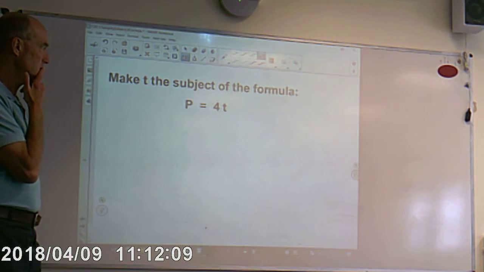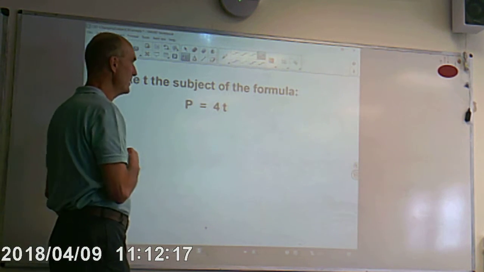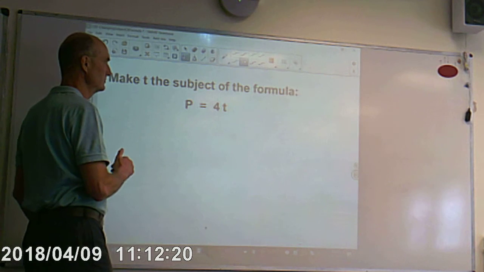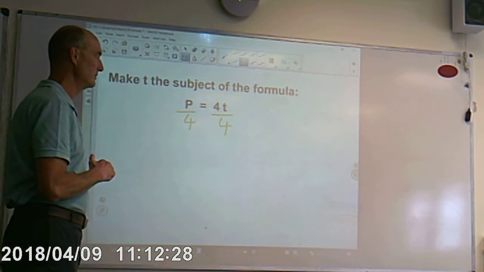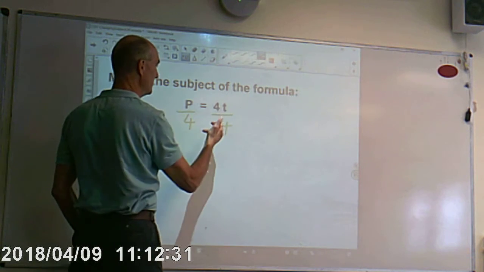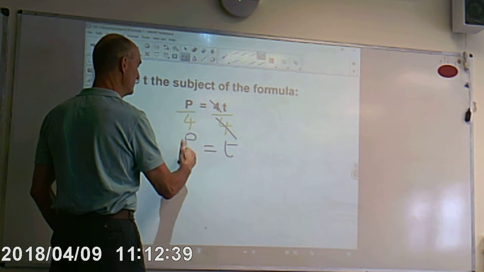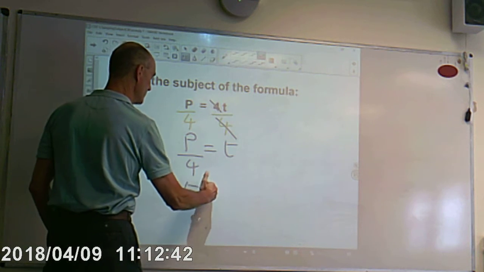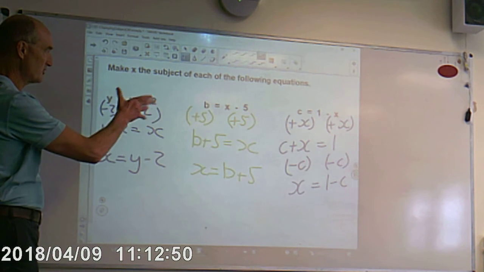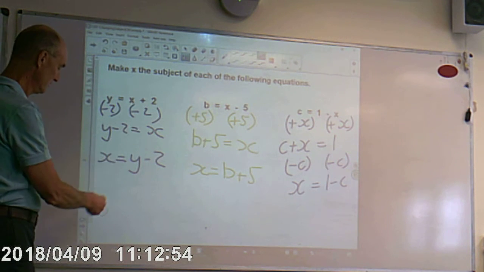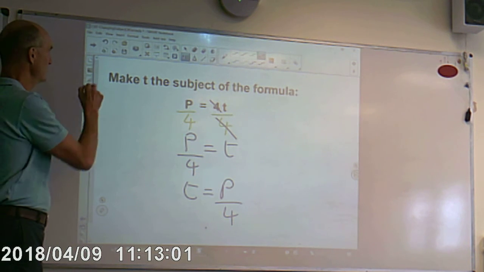Right. Make t the subject of the formula. What do we do to get t on its own? We've got to get rid of that 4, haven't we? So, we divide both sides by 4. 4 on the top cancels with 4 on the bottom. That leaves t on its own. It leaves us with p over 4. So t equals p over 4. Those first few examples, we were changing the subject of the formula by adding and subtracting. We've just changed the subject of this formula by a little bit of division. Useful example.